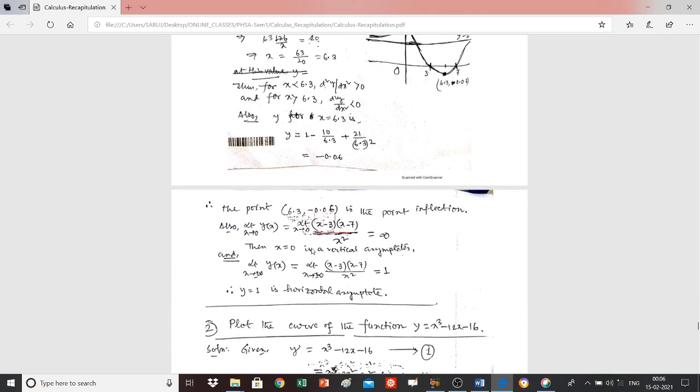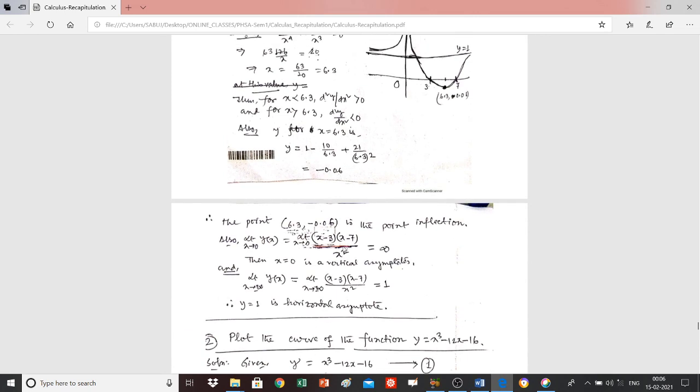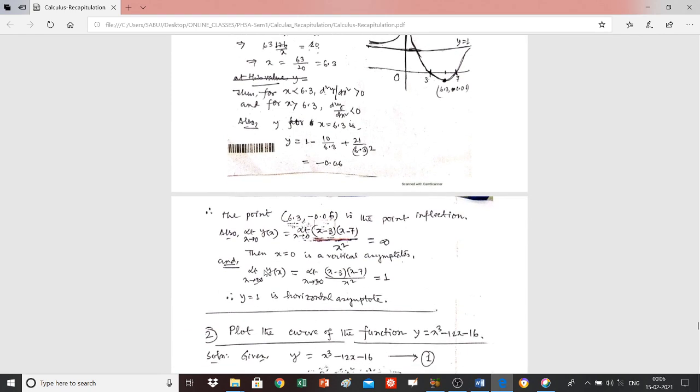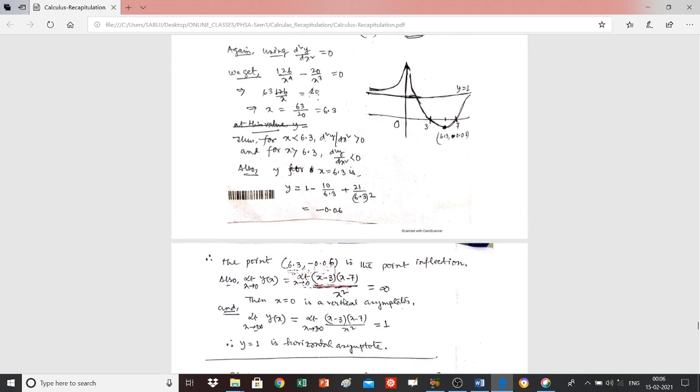So x equal to 0 will be a vertical asymptote. If you take the limit of y(x) as x tends to infinity, you can find that this has the value 1. So y equal to 1 is the horizontal asymptote, and the graph is plotted here.